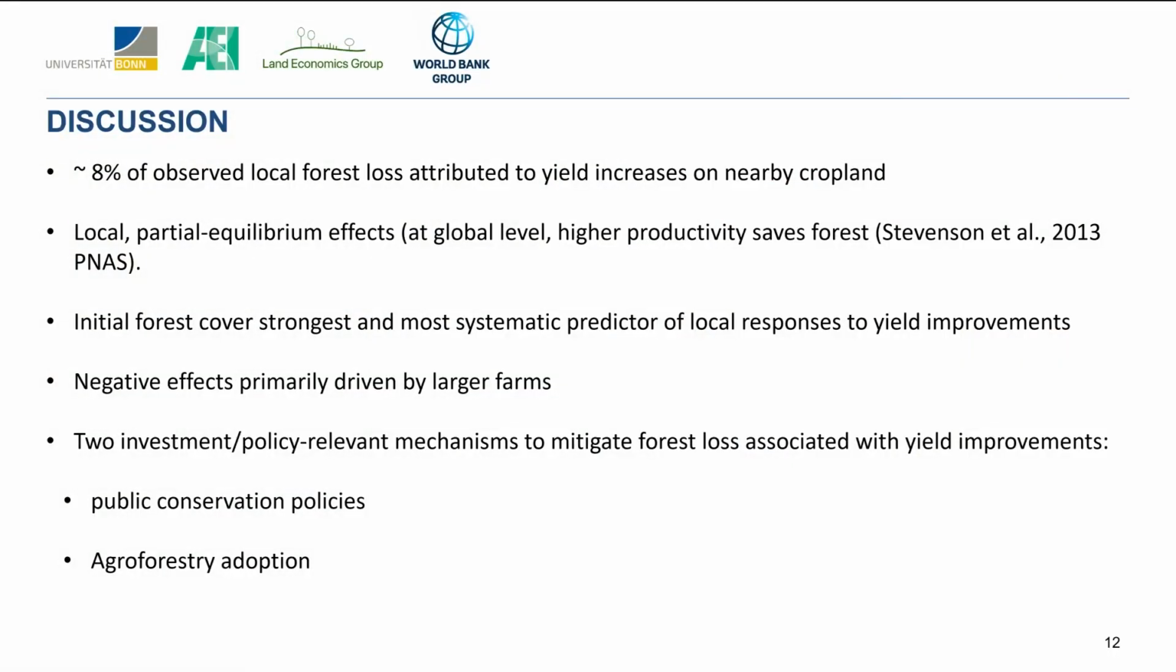So to discuss this, the overall tropic-wide effect is that yield improvements lead to 8% more forest loss. This is a local partial equilibrium effect. This is not the global response taken into account, but just what happens in the same 10-kilometer grid cell. The initial forest cover is a very strong predictor of whether this forest cover loss is going to happen. It's driven by larger farms. What I have not shown here is that it's also correlated with mechanized farms. So I think these are farms that are less labor constrained and more able to invest.